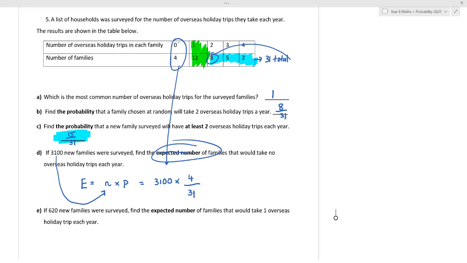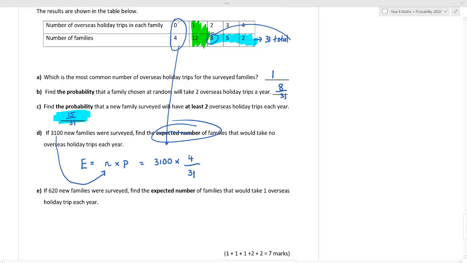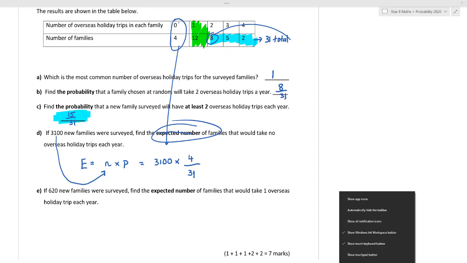So we've had to total as well. Find the probability, and I've shaded this in blue, that a new family surveyed will have at least 2. So that's inclusive of 2, 2, 3, and 4. So we need to add those 3 together. 8 plus 5 plus 2 is equal to 15. 15 out of 31.